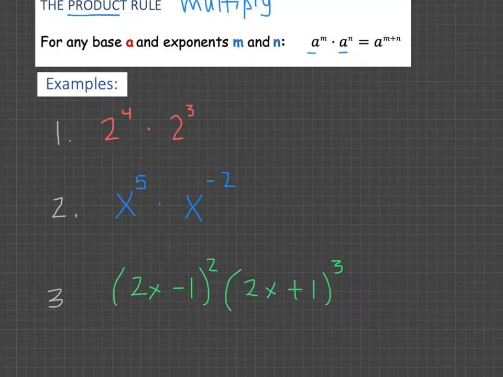So let's look at some examples. 2 to the 4th times 2 to the 3rd. The base that we have in common in both of those is 2. So that will be equal to that base of 2, which doesn't change, and we add the exponents. So 4 plus 3, so we can write that as 2 to the 7th. Now we can evaluate that. That's 2 times itself 7 times.